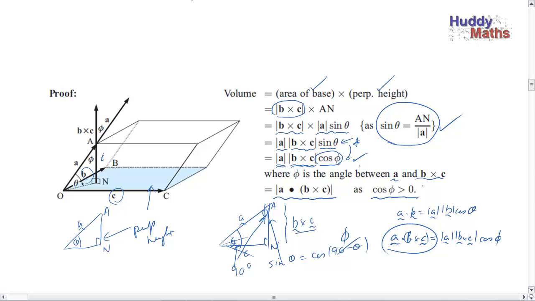Well, that's pretty powerful. If you can define a parallelepiped with these three vectors, A, B, and C, you can find its volume using vector methods. That's a pretty powerful tool. It would be hard to do that in coordinate geometry to find the volume of that shape.